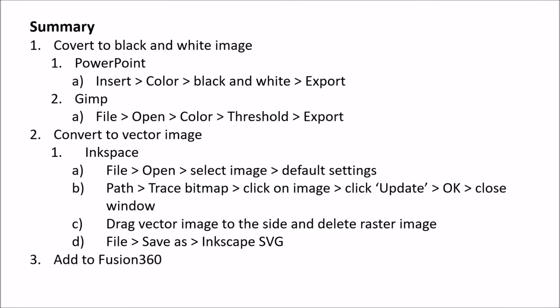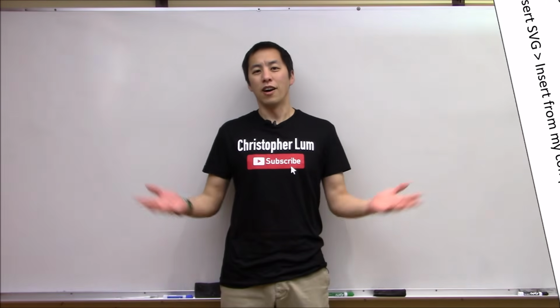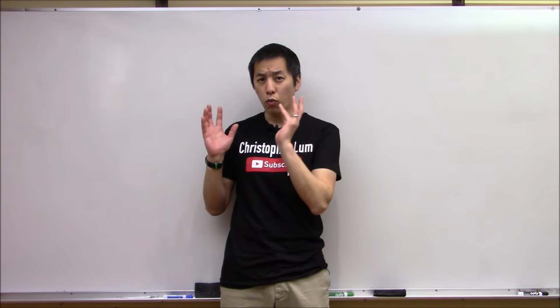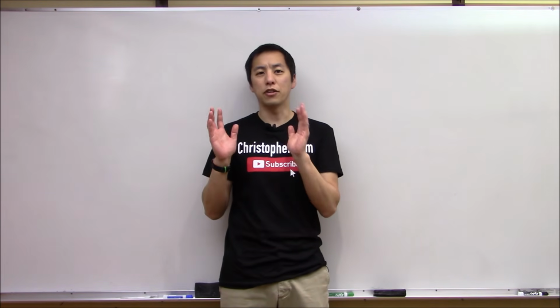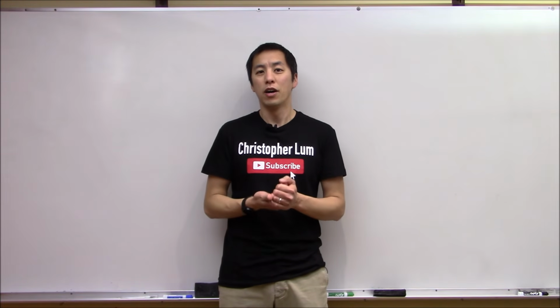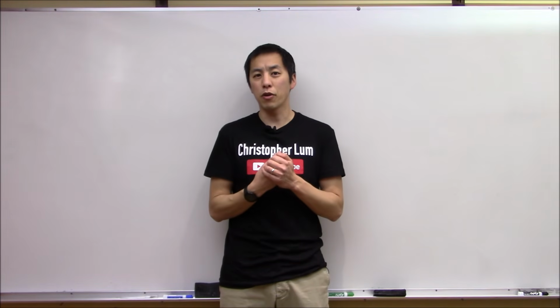You can now add that SVG to Fusion 360 by basically creating a new sketch and then just directly inserting the SVG onto the sketch plane. So that's pretty much it. All right, so there you have it. A pretty easy way to take a raster image and turn it into an actual object in your CAD model in Fusion 360. So with that being said, I think this is probably a great spot to leave it.